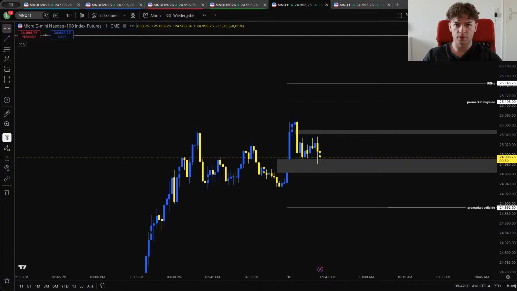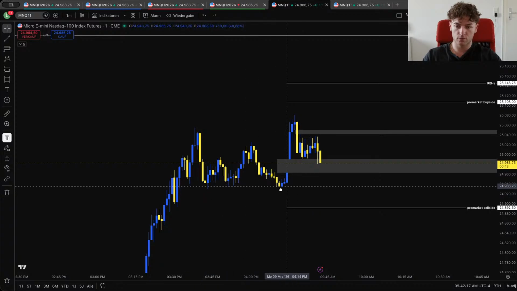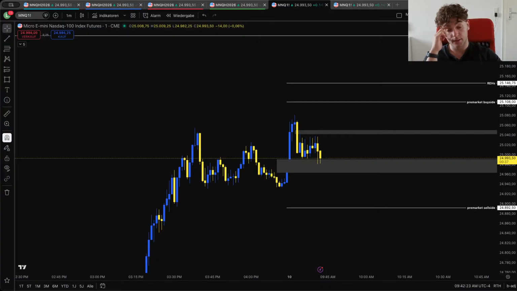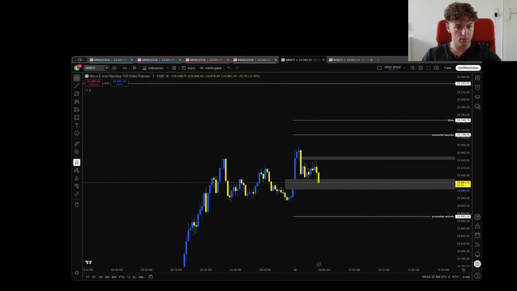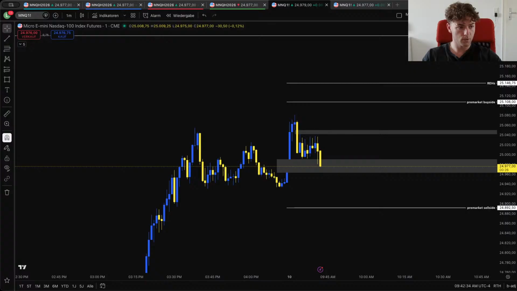S&P 500 has already taken out these lows. Also, NQ is hesitant to go lower. Let's check out what DXY is doing. So gold, dollar.